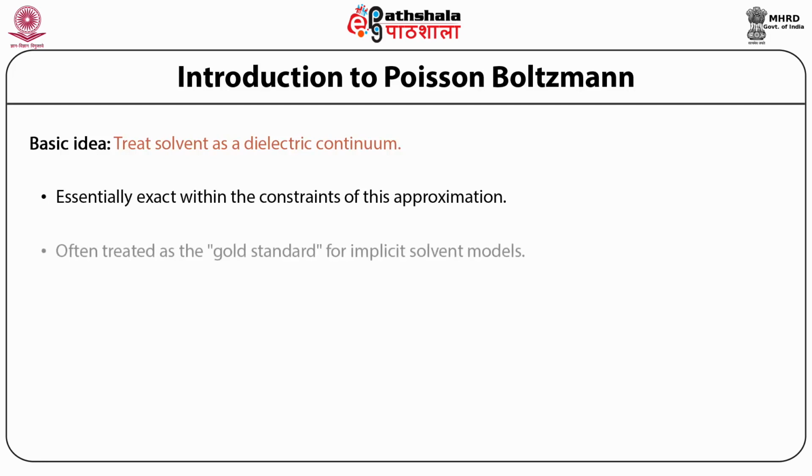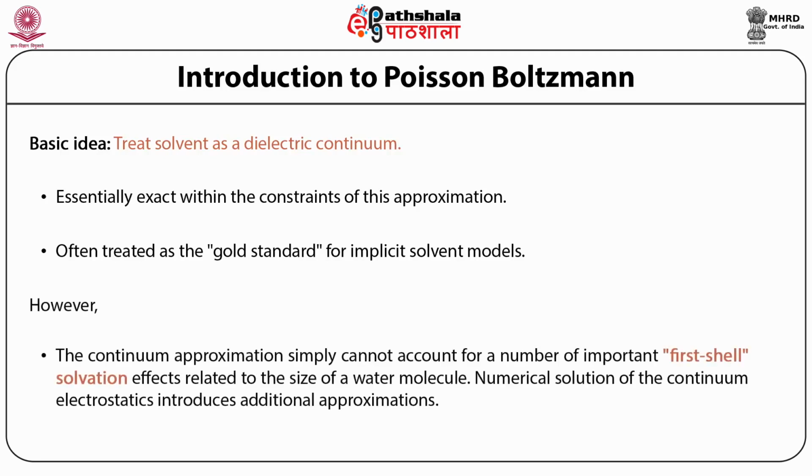Okay, so often we treat it as the gold standard when you use an implicit solvent model. But one should remember, while using Poisson-Boltzmann methods to calculate energy or free energy, one must understand the solvation effect: it cannot account for the first shell solvation effect. It is important to note that this is related to the size of the water molecule. A numerical solution of this continuum is introduced and it uses some approximation.